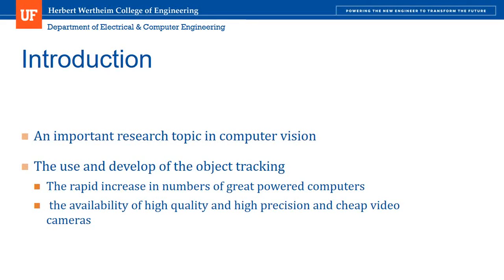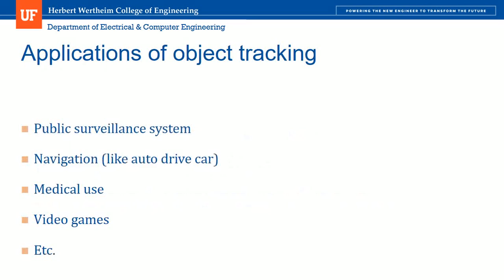Object tracking is an important research topic in computer vision area. The rapid increase in number of high-speed PC and availability of high-quality and precision video cameras make the use of object tracking system more and more widely. Object tracking can exist in almost everywhere nowadays, such as public surveillance system, navigation system, like the newest auto-drive car, and for medicine use, or even implemented in video games nowadays and etc.